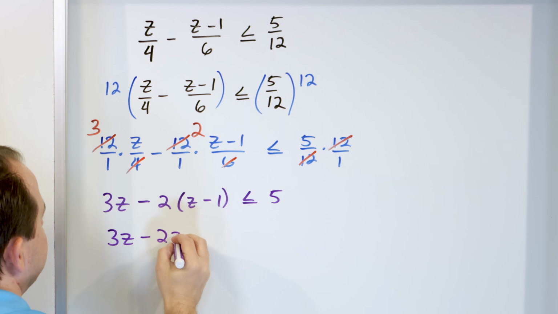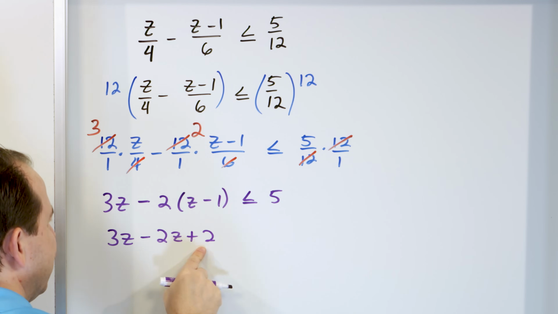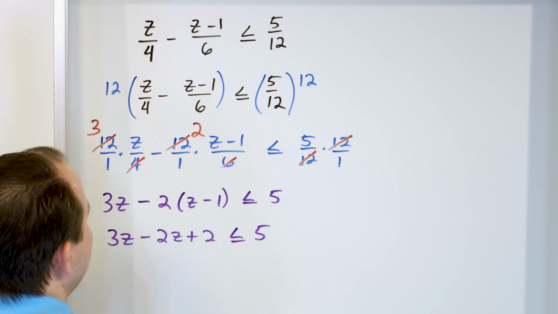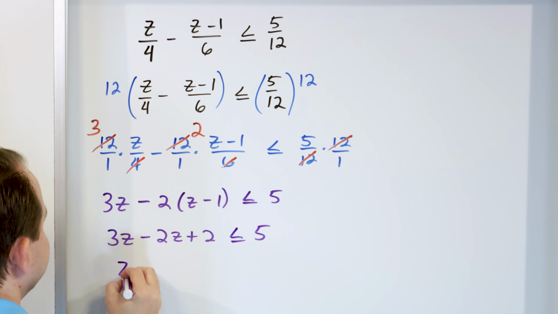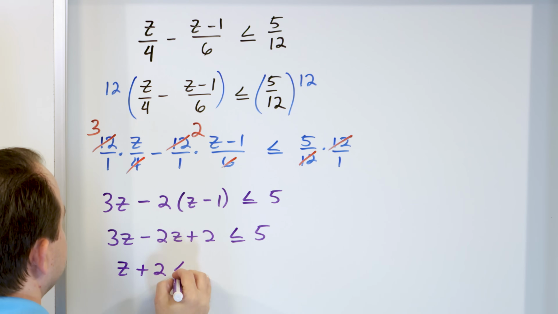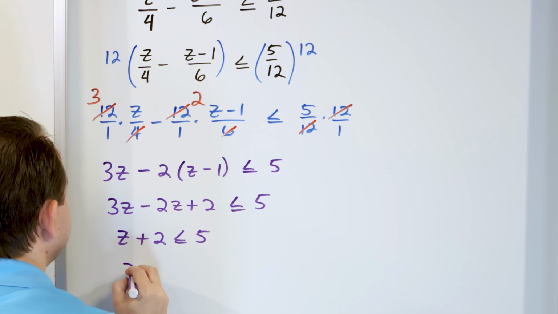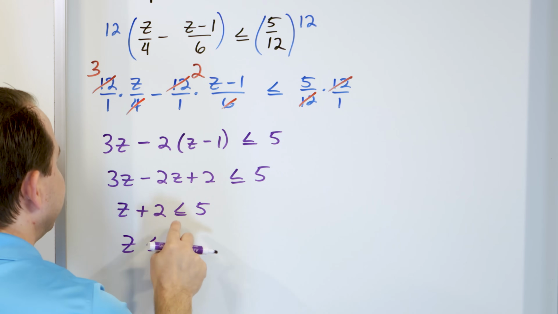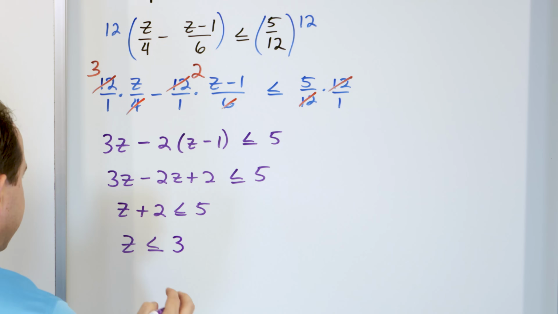Next step, we distribute in, and it starts to look like a regular equation. Minus 2z plus 2, just multiply here, give you negative 2z, multiply by here, give you positive 2, less than or equal to 5. 3z minus 2z is just 1z plus 2 less than or equal to 5. And then we move the 2 over by subtraction, so z less than or equal to 5 minus 2, which is 3. So z is less than or equal to 3.